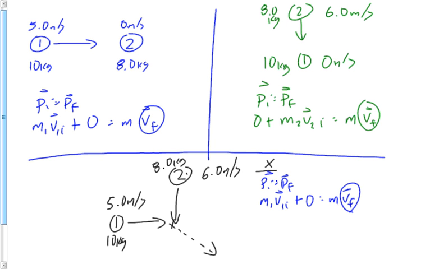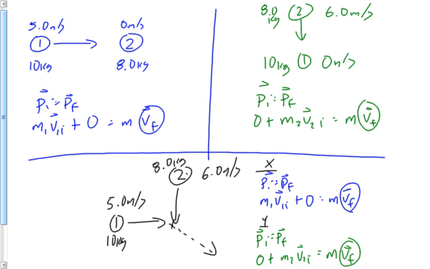Then we do the y component. What's the y component look like? Exactly like the green problem there. Exactly. Pi equals Pf. We're going to say 0 plus M2 V2I equals MVF, the combined mass times VF. Why 0 there? Object number 1 is moving at 5 meters per second. Why do we say its momentum is 0?